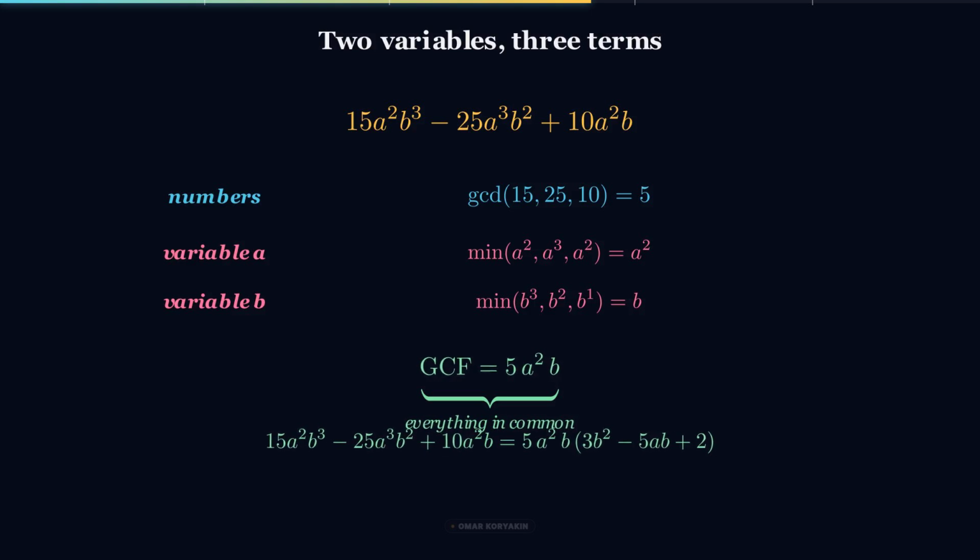15a squared b cubed divided by 5a squared b is 3b squared. Negative 25a cubed b squared divided by 5a squared b is negative 5ab. 10a squared b divided by 5a squared b is 2. So the factored form is 5a squared b times the trinomial 3b squared minus 5ab plus 2.